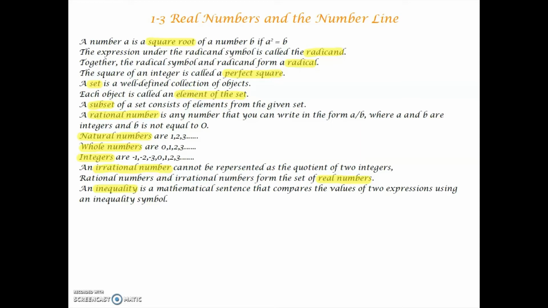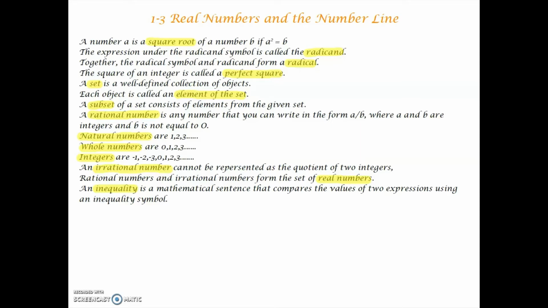A set is a well-defined collection of objects. Each object is called an element of the set. A subset of a set consists of elements from the given set. A rational number is any number that you can write in the form a over b, where a and b are integers and b is not equal to 0.